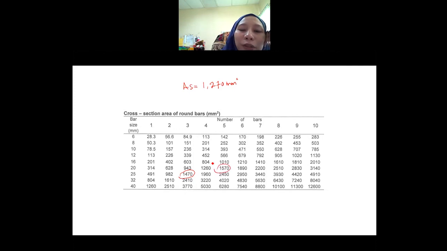I can take 1570. I can go 1410, but I cannot go too high, like 3220. No. Okay, because this will be over design. Wasteful. You put too many bars even though you do not need that many. So we go for a number that is close but bigger. So I just take, for my example, this one, 1470. So, I pick this number 1470. You see here, this is the number of bars. Actually, 3 bars of size 25 will produce an area of 1470. So, how am I going to write this? I also don't know.